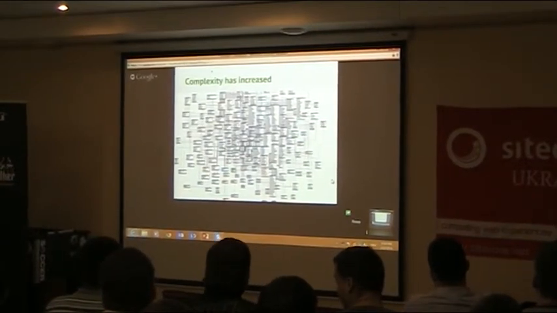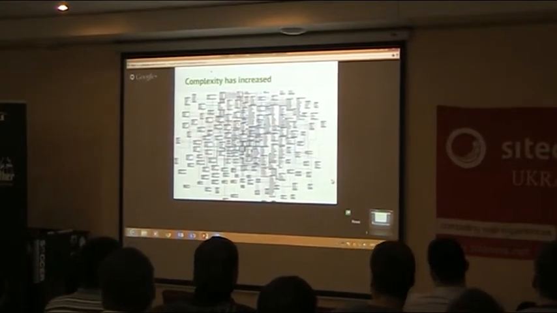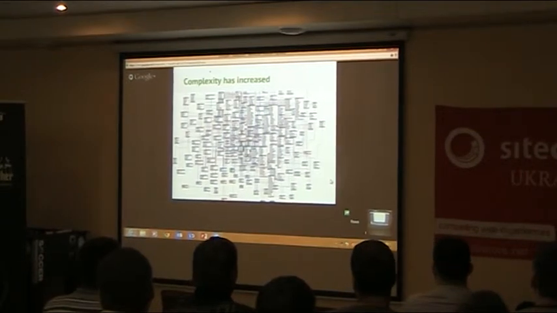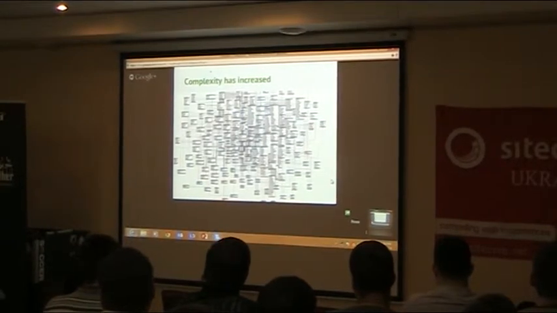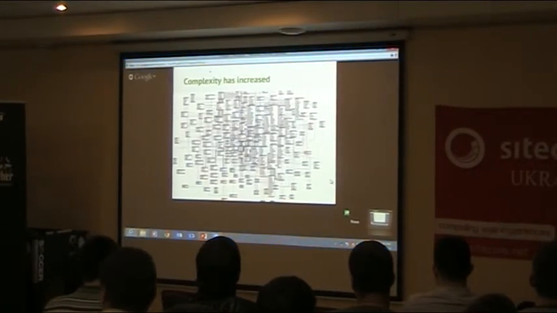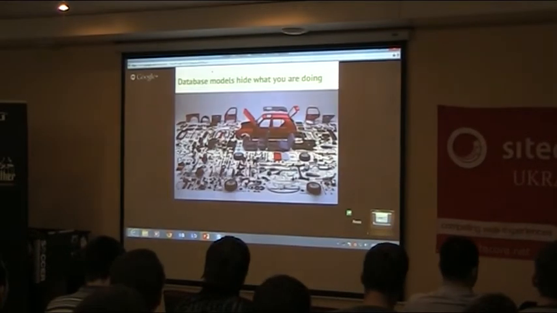Applications now are no longer simple like spreadsheets. They're a lot richer. We store and we can afford to store more and more data, and we can store more relations between that data. The problem with these complex applications is the database that you're using, those models hide what you're actually doing.